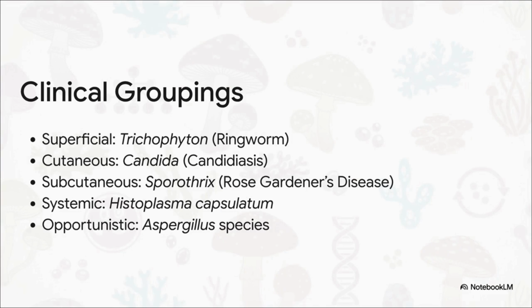And here's what that looks like in the real world. When a doctor sees ringworm, they're immediately thinking, okay, superficial mycosis, probably caused by something like Trichophyton. A thorn prick from a rosebush that leads to a nasty lesion, that's a classic subcutaneous case of Sporothrix. And for an immunocompromised patient, clinicians are always on high alert for those opportunistic fungi, like Aspergillus. See? It's all about context and the clinical picture.